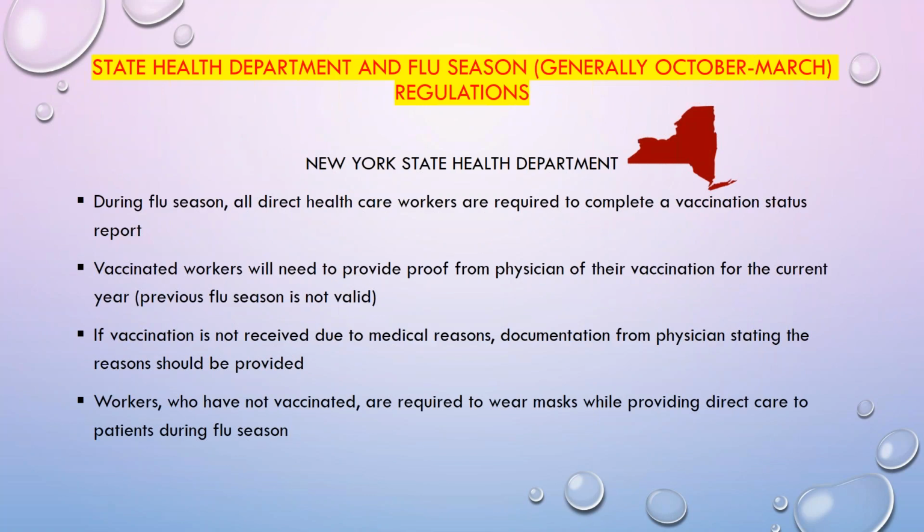There are some regulations that state health departments usually send out during flu season. Here in New York, the flu season generally runs from October to March. Those are CDC guidelines. That's the CDC season for flu. So during the month of October to March, the New York State Health Department has the following regulations.